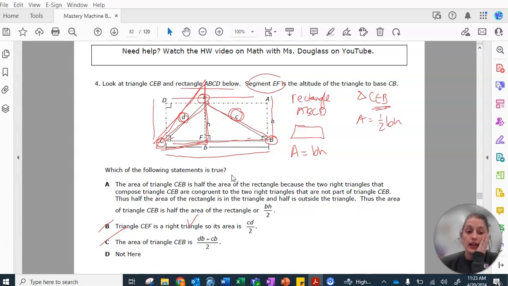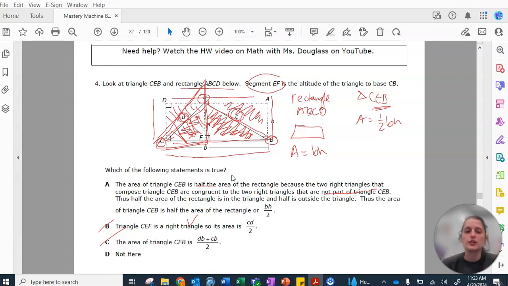The area of triangle CEB, that whole big triangle, that whole obtuse triangle, is half of the area of the rectangle. Okay, I do know that triangles have a half in them because the two right triangles that compose CEB, so we're talking about this right triangle right here and this right triangle right here, are congruent, that means equal, to the two right triangles that are not part of triangle CEB. So do you see how this one looks like it's equal to this one? And this one looks like it's equal to this one. I really wish I could change the color of my pen. Okay, I agree. Those look equal.